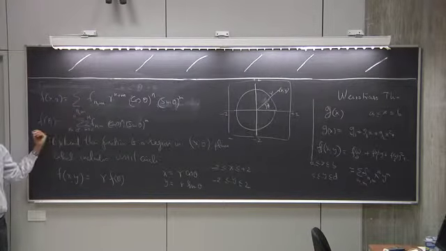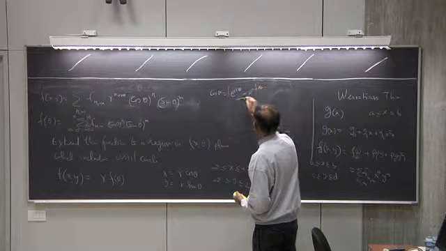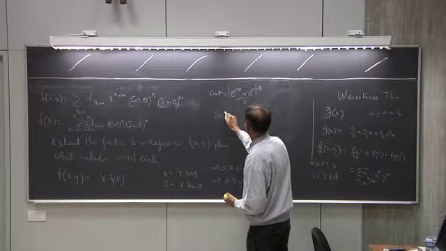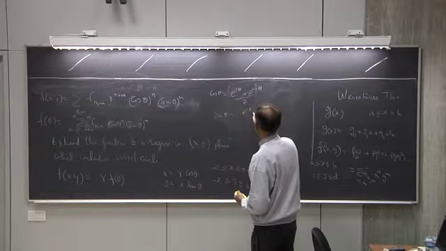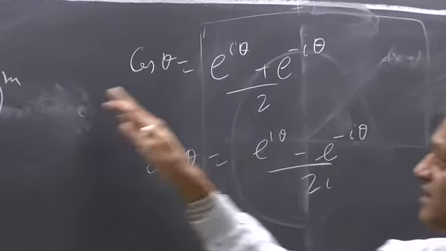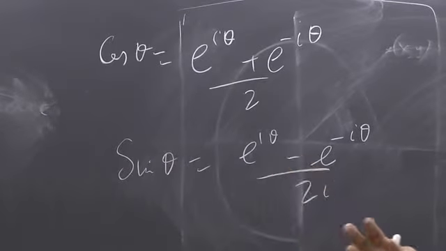But now I can rewrite it in a more convenient way, because after all, cosine theta is e to the I theta plus e to the minus I theta divided by 2, and sine theta is e to the I theta minus e to the minus I theta divided by 2i. So I can just plug that in here. Then you see it will be just e to the power of I theta to various powers, right? So I can rearrange this thing.